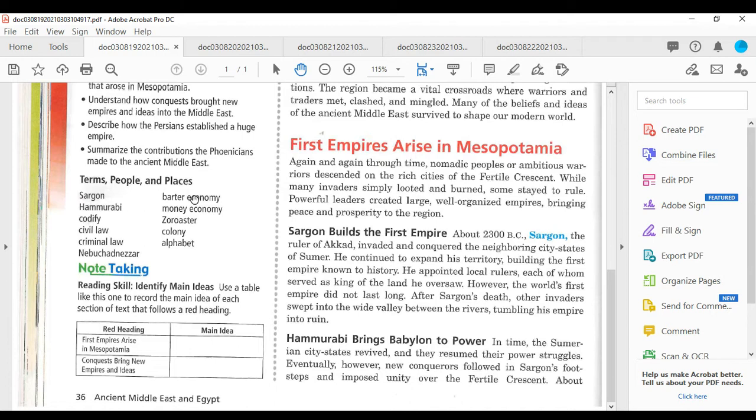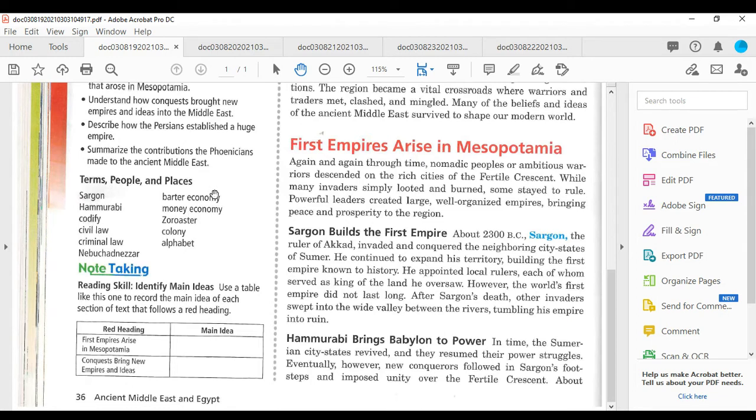First empires arise in Mesopotamia. Again and again through time, nomadic peoples or ambitious warriors descended on the rich cities of the Fertile Crescent. While many invaders simply looted and burned, some stayed to rule. Powerful leaders created large, well-organized empires, bringing peace and prosperity to the region.